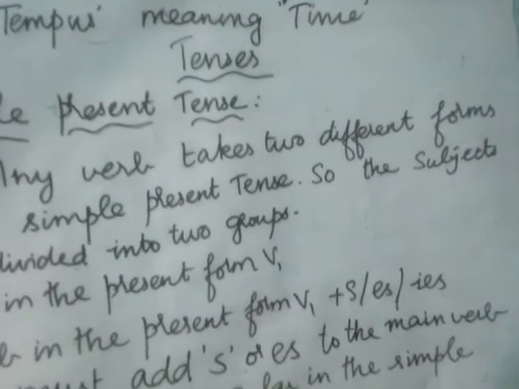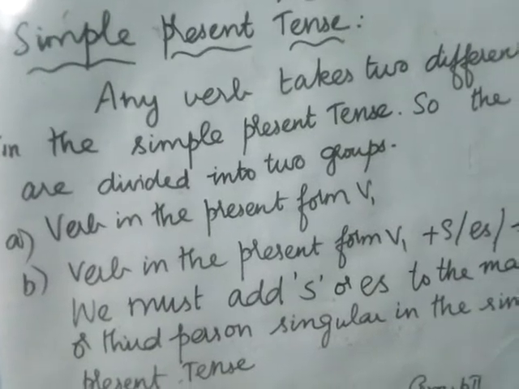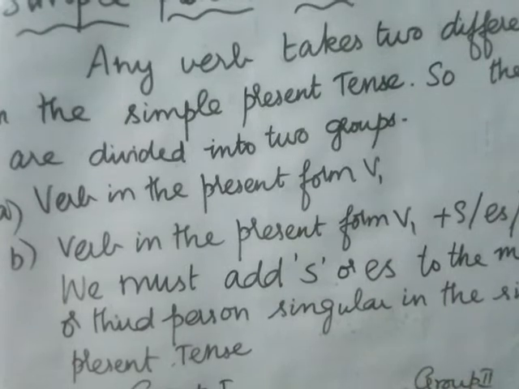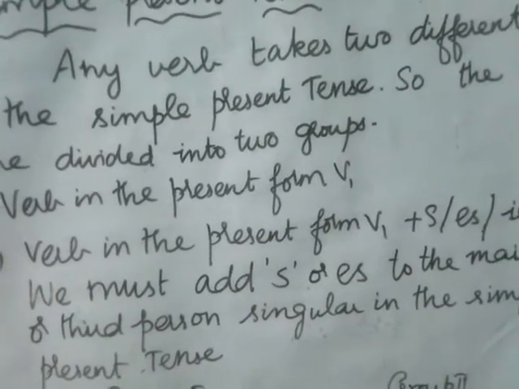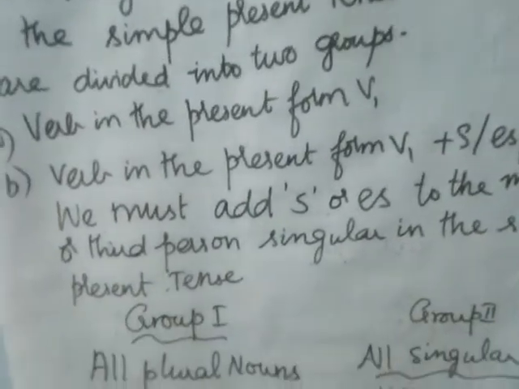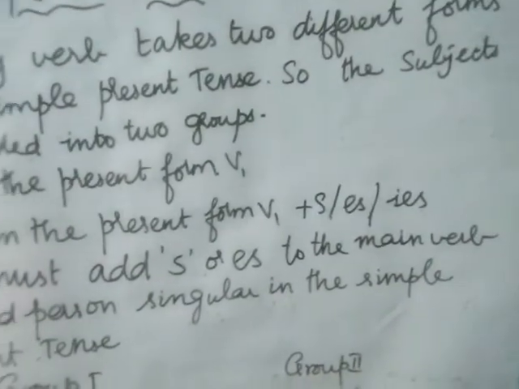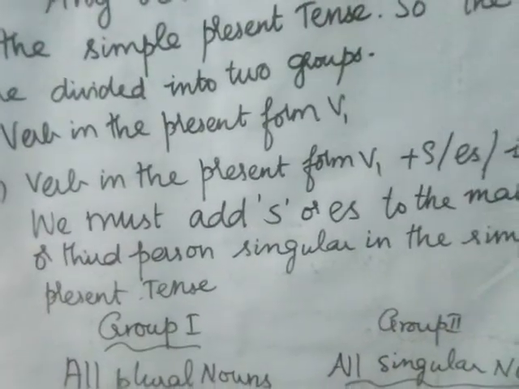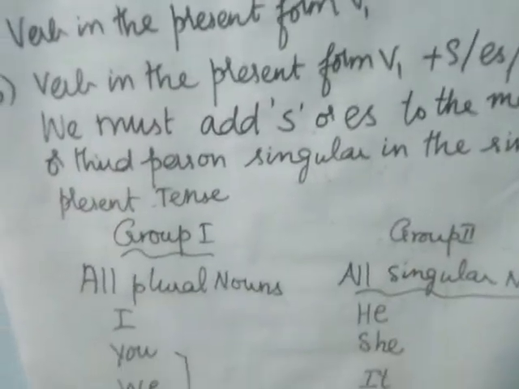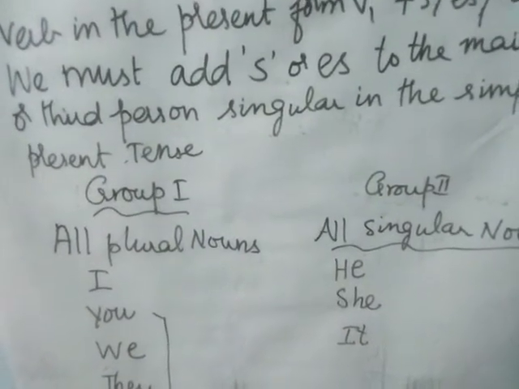So, the subjects are divided into two groups. Verb in the present form, verb 1. Verb in the present form, verb 1 plus s or es or ies. We must add s or es or ies to the main verb for third person singular in the simple present tense. We can divide them into two groups, group 1 and group 2.